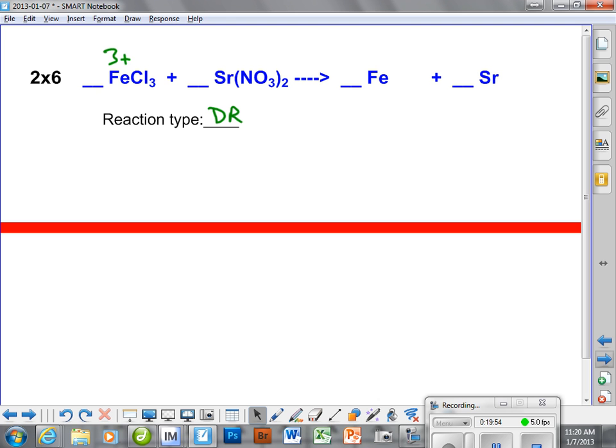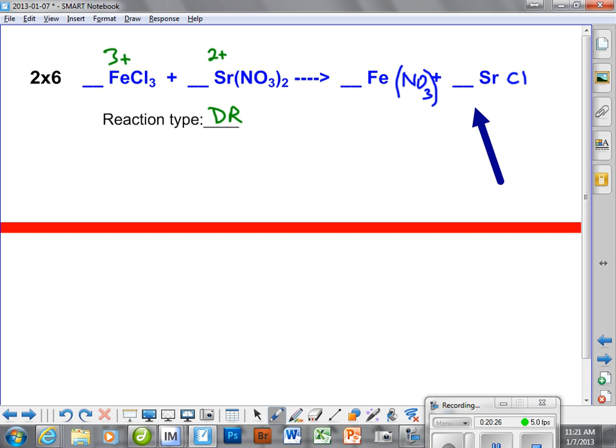And the chloride, which you see here, is going to be with the strontium on the other side. So let's go ahead and put them over there. And then the nitrate is going to go with the iron on the other side. And we're going to need more than one of those nitrates, I can tell you that right now. But let's go ahead and finish this one off.